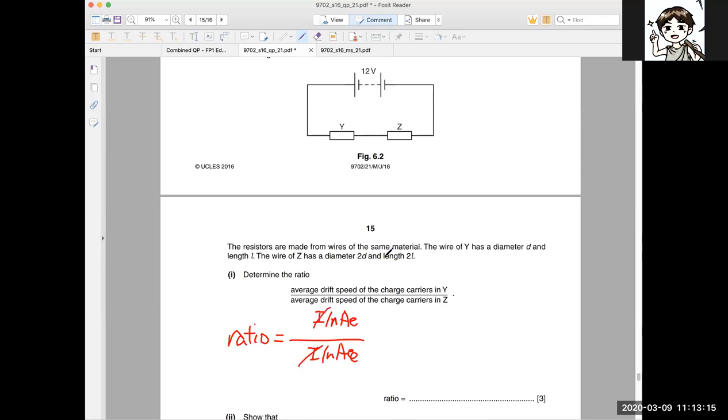They have the same current and they're made of the same material, which means they have the same number of free electrons per unit volume. e is the charge of an electron, so they have the same e too. That means the ratio of the drift velocity is the ratio of the area of Z divided by the area of Y. Z has double the diameter, so it's 2 squared over 1. So it's 4. Yes, it's right.